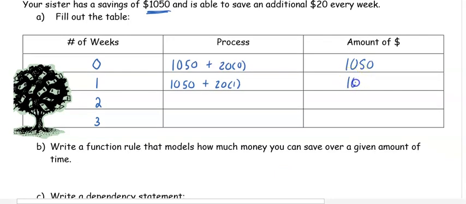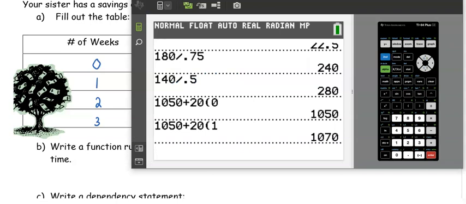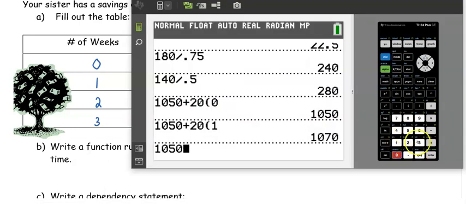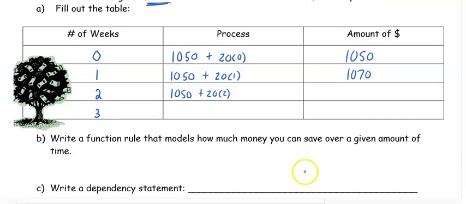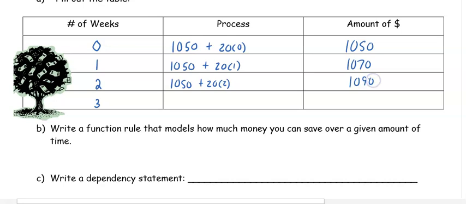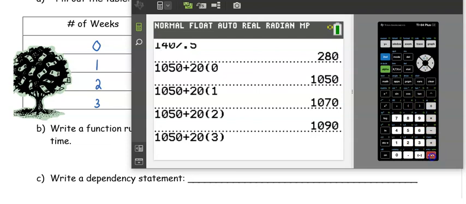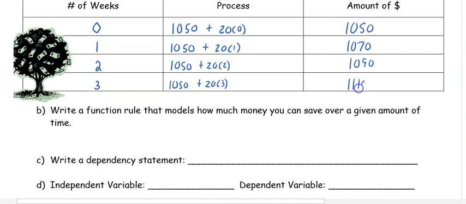That would get us $1,070. Then for 2 weeks, we would have $1,050 plus 20 times 2. So 1,050 plus 20 times 2 would get us 1,090. And then the last we have 1,050 plus 20 times 3. So 1,050 plus 20 times 3 would get us $1,110.